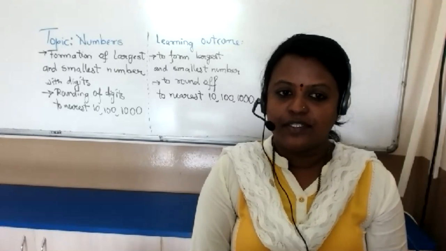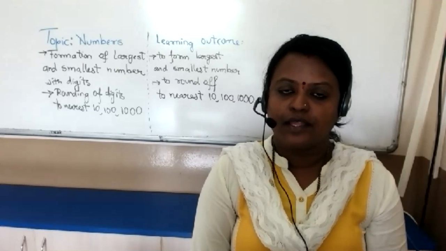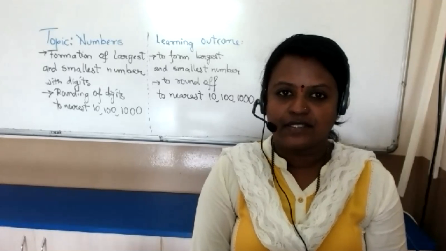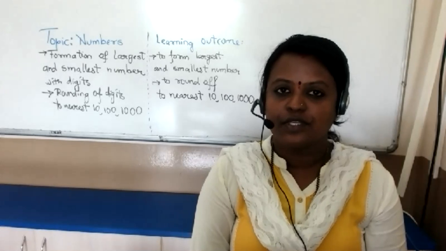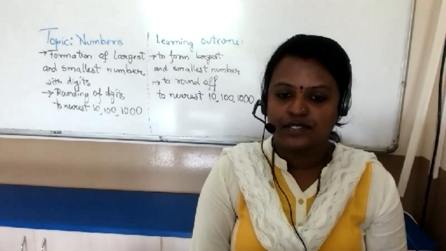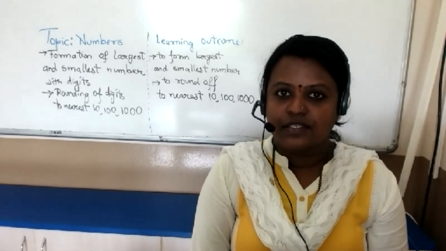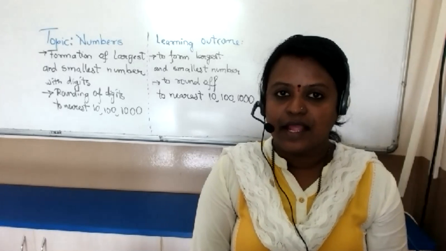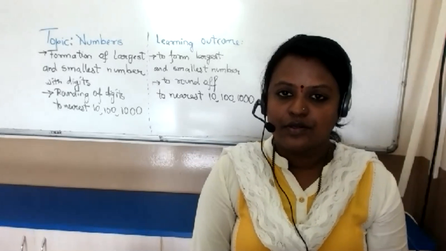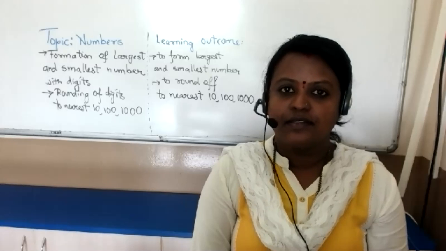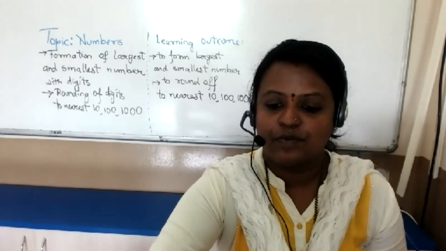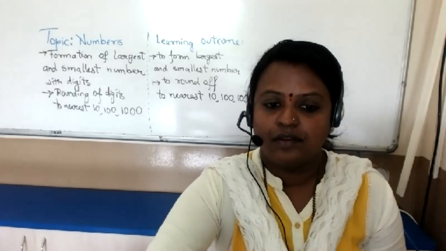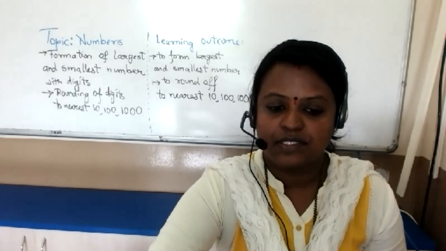Today we are going to learn a new topic in numbers, that is formation of largest and smallest number with the given digits and rounding of the digits to nearest 10, 100 and thousands. After this session, you would be able to form largest and smallest numbers, also to round off the digits to the nearest 10, 100 and 1000. So here I would take you to a video to explain how to form largest or smallest numbers.